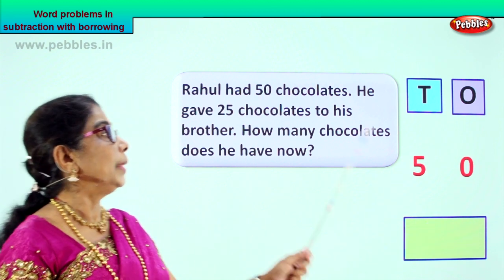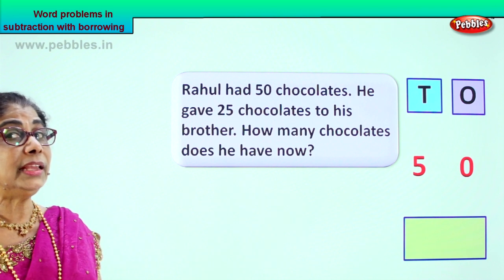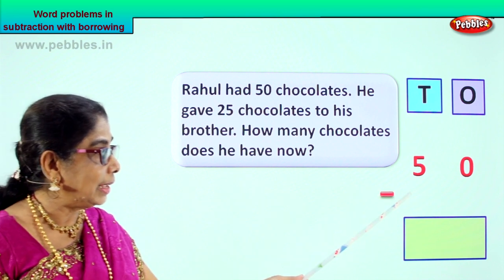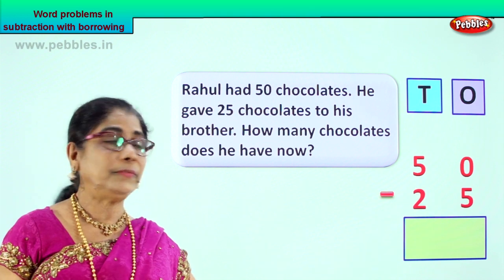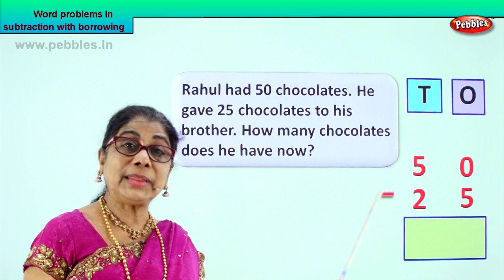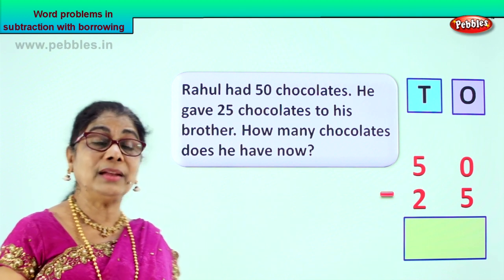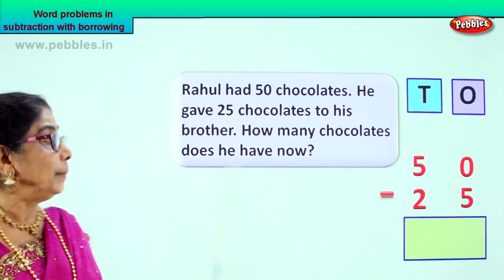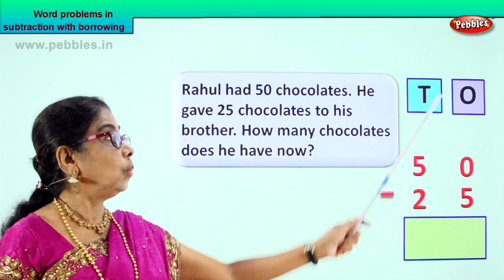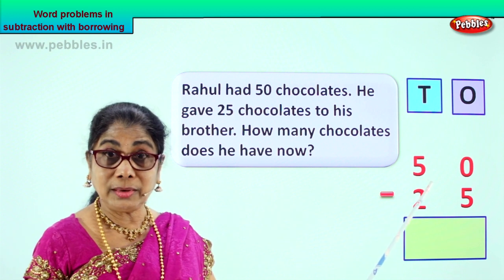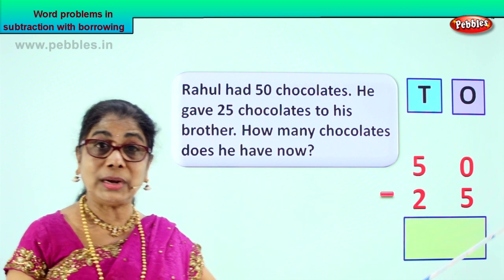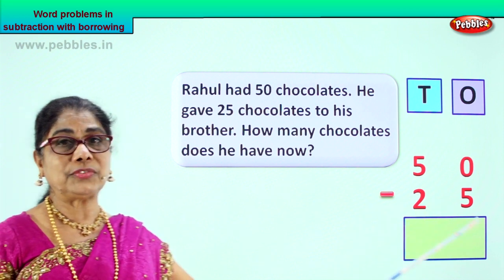Good. Now, how many he gave away? He gave away 25 chocolates. That means gave means minus 25. 2 and 5, 25. 50, take away 25. What is the answer? What is asked here? How many chocolates he has now? 5 tens 0 ones minus 2 tens 5 ones.